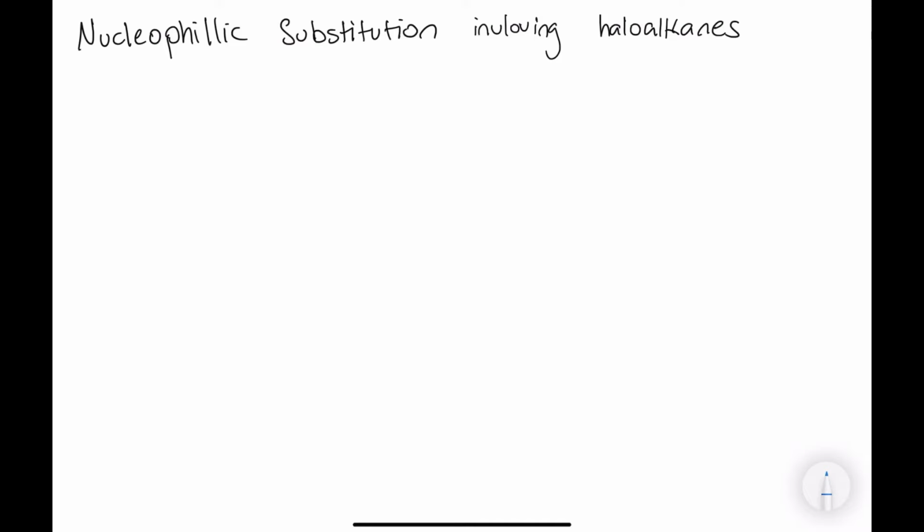So today I'll be talking about nucleophilic substitution involving haloalkanes. I'll first talk about haloalkanes. These molecules are polar, and it's because there's a difference in electronegativity between the carbon and the halogen. And actually the halogen holds on to the electrons a lot more compared to the carbon, which makes it slightly negative, and thus the carbon slightly positive and electron deficient.